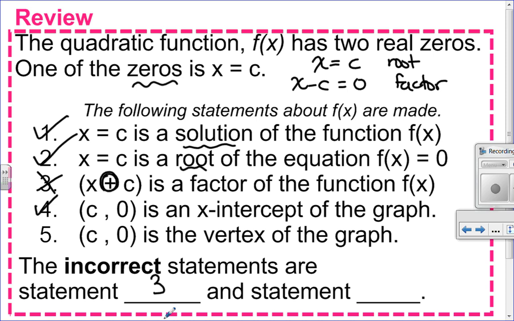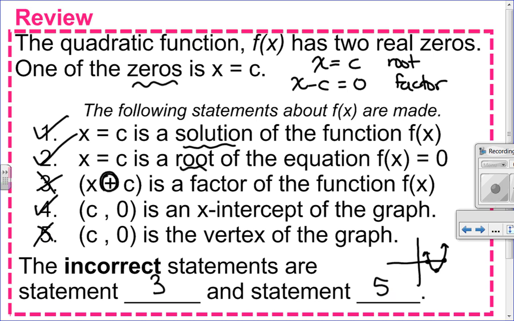Now it says (c, 0) is the vertex of the graph. If I had only 1 zero across the x-axis, and we don't know the value of c, let's say that this value of c was right there. If I had just one x-intercept, that would be a perfect square trinomial. And in that case, the 0 would also be the vertex. But that's not the case here. We're told that we have 2 real roots, which means I cross at some other point, doesn't really matter where, let's say here. So I have 2 solutions. One of them is x equal to c, and you can see that is not the vertex. So that's why this one is false as well.